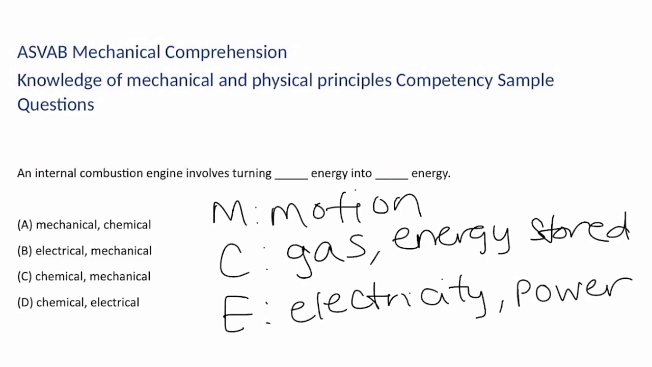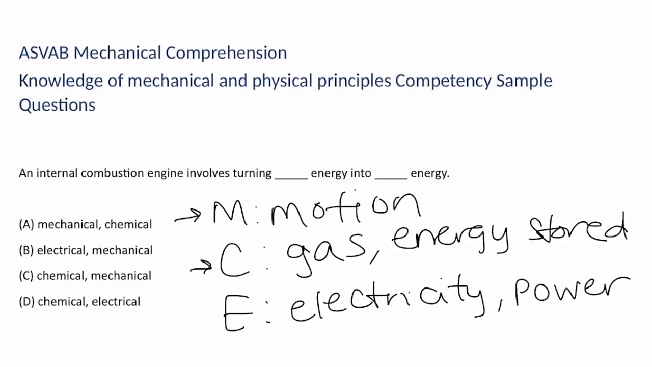So the first part is fuel. The second part is moving the vehicle. So fuel, we said that was gas, chemical energy, and then moving the vehicle, we said that was mechanical. So this would start out as chemical and convert into mechanical energy, making C the correct choice.